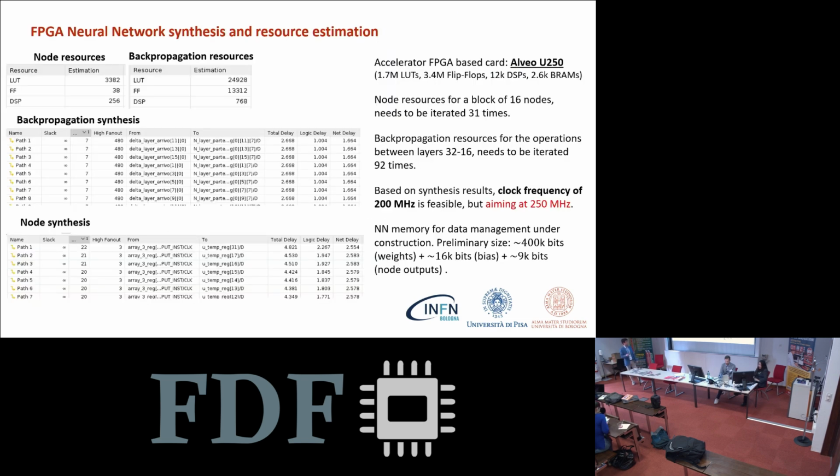So, some synthesis and resource estimation results. Those resources for the node are the resources required for 16 nodes of the network, and we needed to iterate over that block of nodes 31 times. And then for the backpropagation, these are the resources for just one part of the backpropagation, and we need to iterate over it 92 times. And from the synthesis result, we could see that a clock frequency of 200 megahertz is totally feasible, but actually we are aiming for 250 megahertz.